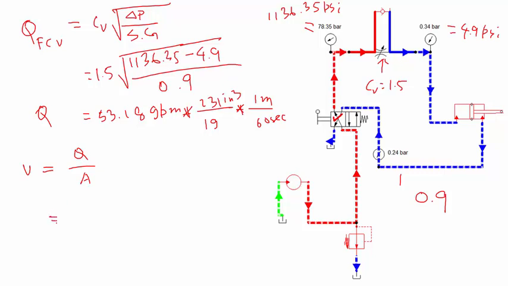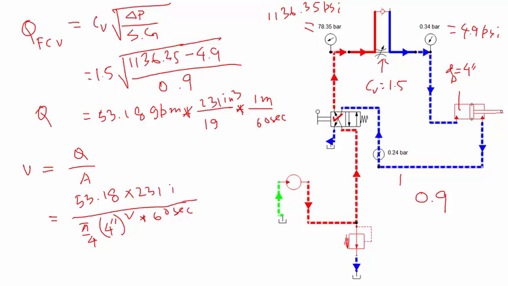If I plug in all these numbers, let's assume this cylinder is 4 inches in diameter, so the piston diameter is 4 inches. Plugging in, 53.18 times 231 divided by the area, which is pi by 4 times d squared with d equal to 4 inches, times 60 seconds. This was in cubic inches on top and square inches on the bottom, so eventually this will come in inches per second. So I got 16.29 inches per second.